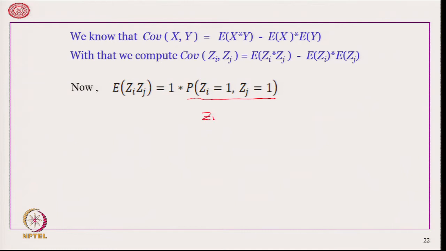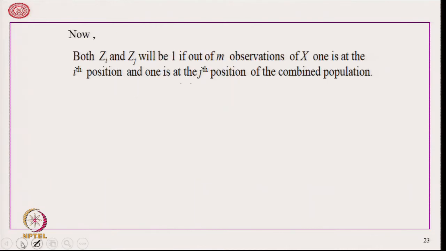Because Zi, Zj, the product is going to be 1 when both are 1, and this is going to be 0 if at least one of them is 0. Now, both Zi and Zj will be 1 if out of the m observations of x, one is at the ith position and one is at the jth position in the combined population.